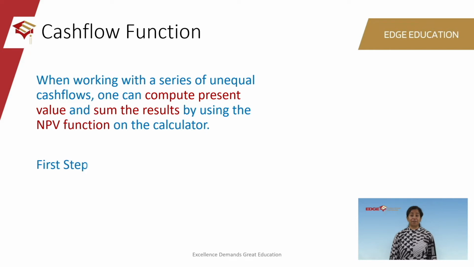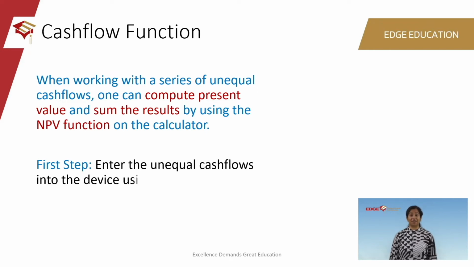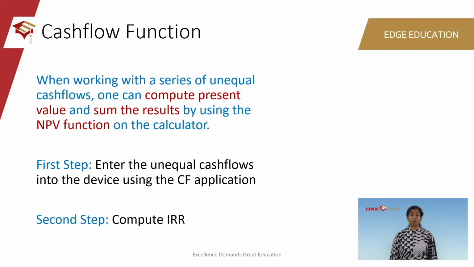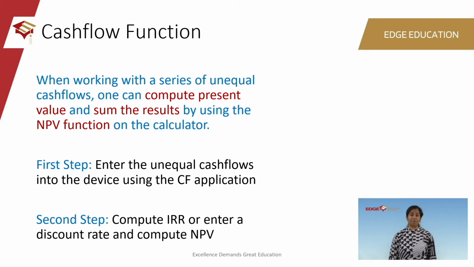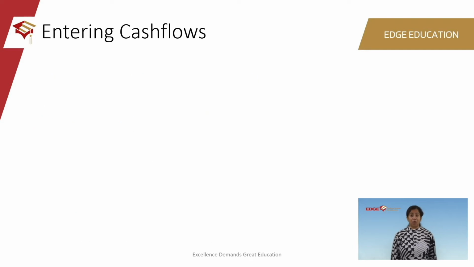This process requires two steps. The first step is to enter the cash flows into the calculator using the Cashflow application. The second step is to compute the IRR or enter a discount rate to compute the NPV. Let's take a look at an example of how to enter cash flows into our calculator.